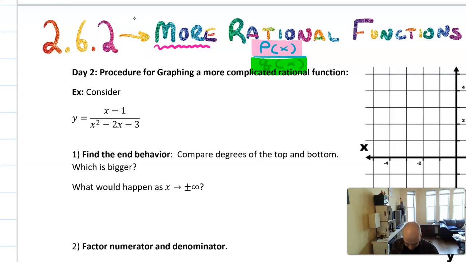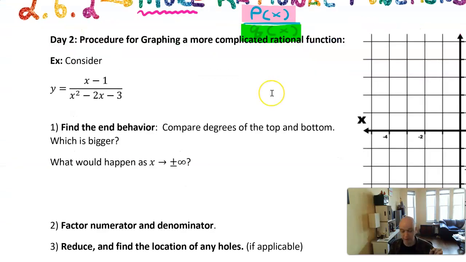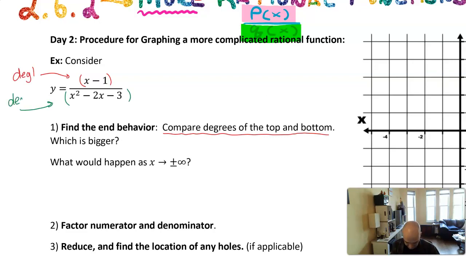We're going to start by graphing this one right here, y equals x minus 1 over x squared minus 2x minus 3. The first step in graphing a rational function like this is deciding what the end behavior will be. That is, as x gets very large or very small, what's going to happen. And the way you do that is you compare the degrees of the numerator polynomial to the denominator polynomial. So in this case, x minus 1 is a polynomial of degree 1, and x squared minus 2x minus 3 has an x squared in it, so that's a polynomial of degree 2.